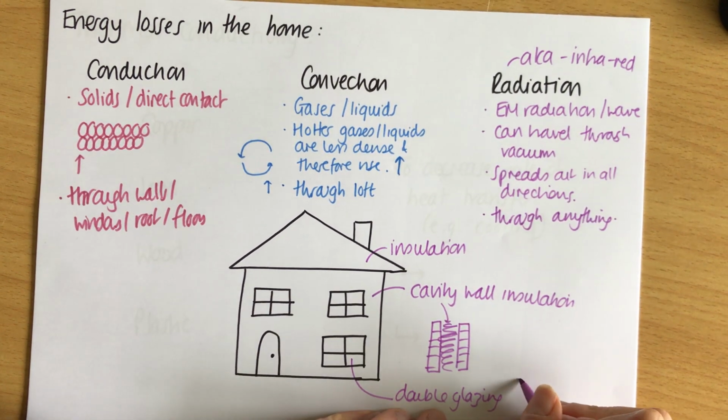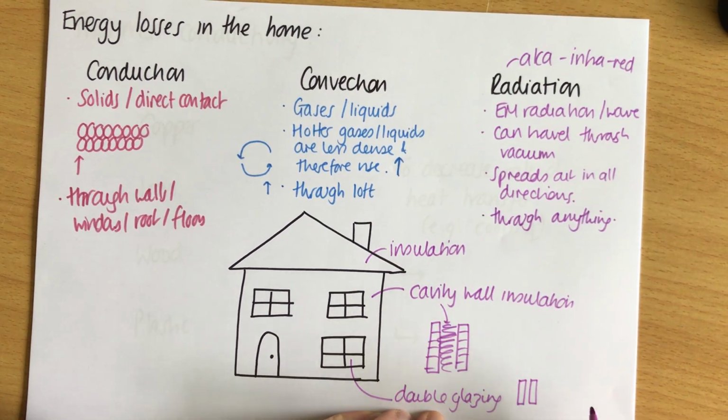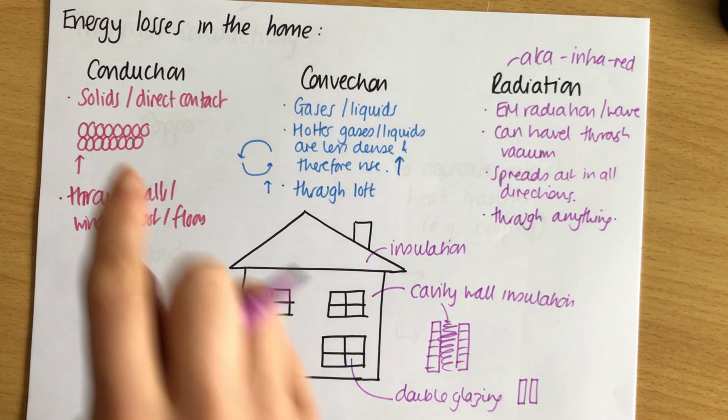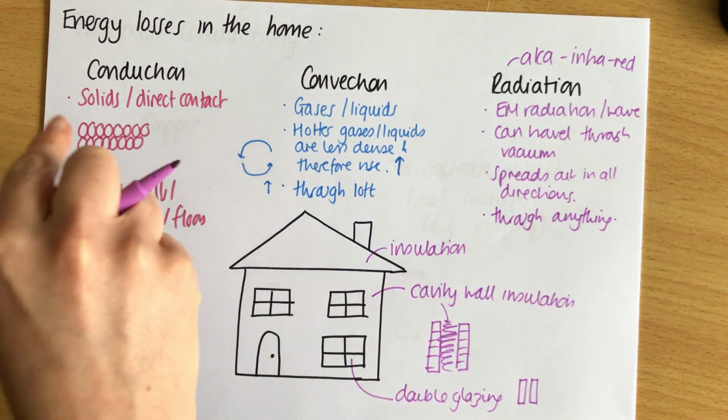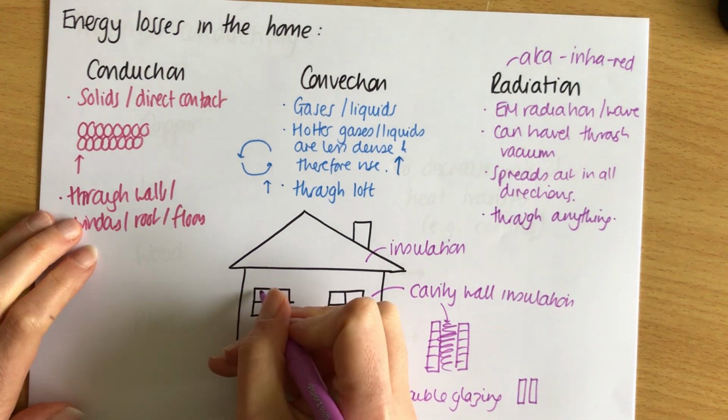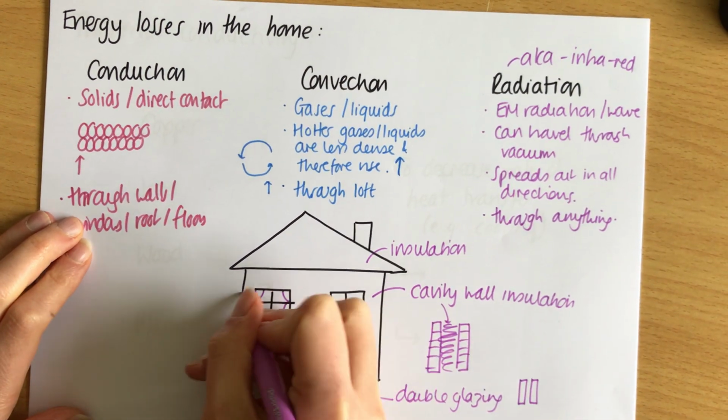And double glazing is that you have two panes of glass with a near vacuum in between them, and that near vacuum stops the heat being able to conduct or convect, because if there's no particles, neither of those can happen. Some really common things that we have: curtains.